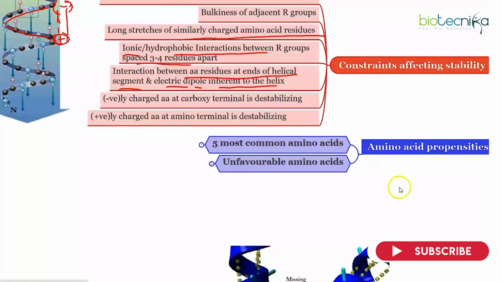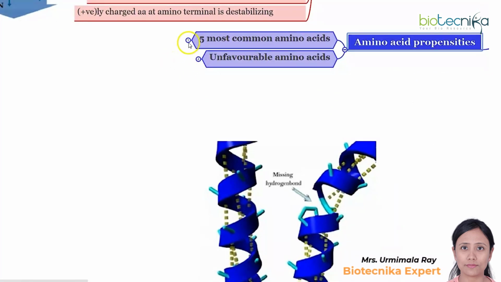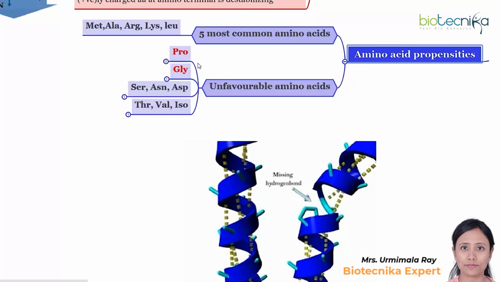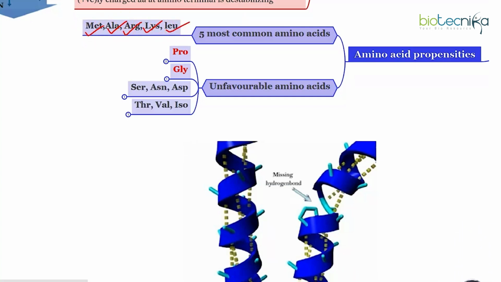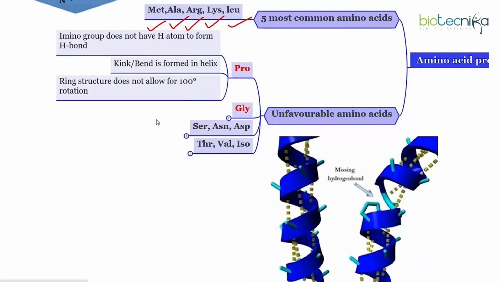Now, what all amino acids can be present in this alpha helix? So you have the 5 most common amino acids and unfavorable amino acids. The 5 most common, preferred ones are methionine, alanine, arginine, lysine and leucine. These can be comfortably present, but the unfavorable amino acids are proline and glycine. Now why can't proline be present in an alpha helix? It's because the amino group does not have a hydrogen to form a hydrogen bond, because of which a kink or a bend is formed in the helix.